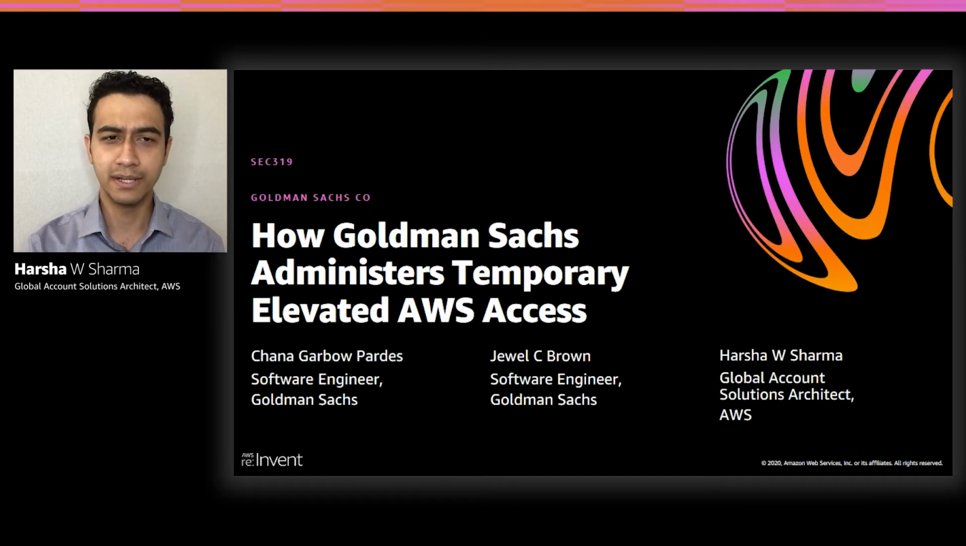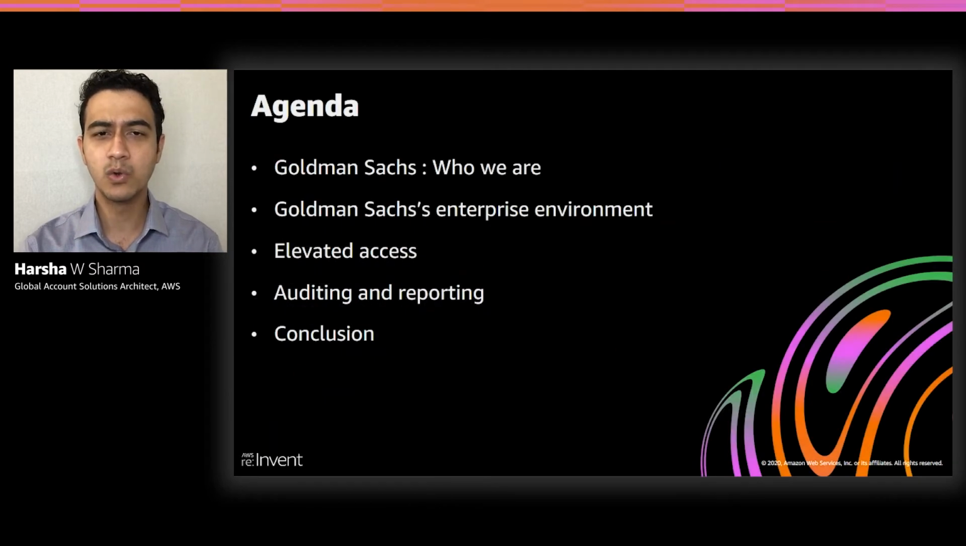On the agenda today, we'll briefly discuss who Goldman Sachs is and the team Hannah and Jewel represent. We'll then look at Goldman Sachs' enterprise environment, where we'll see how their AWS organization is set up, what are the different predefined roles that exist in each account, and how each developer gets read or write access to an AWS account using their custom identity provider.